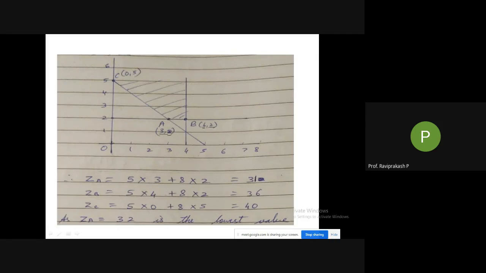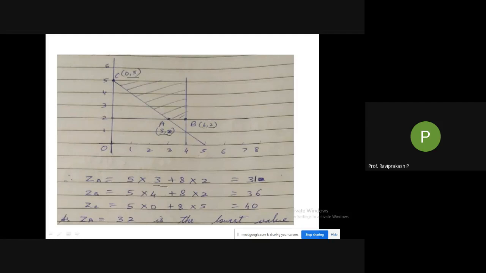Then coming to point C, the x-value will be 0 because it has not gone to this side. It is exactly on the y-axis, and it is at the point 5. So it will be 0 comma 5. If you substitute and calculate ZA, ZB and ZC, you can directly see. So for the first one, point A, it is 3, 2.